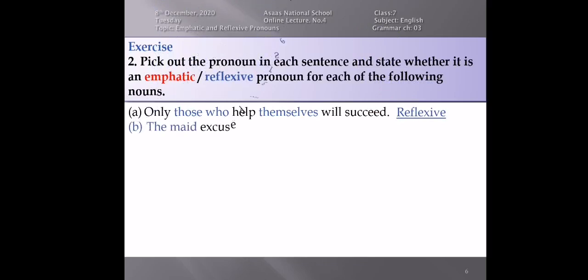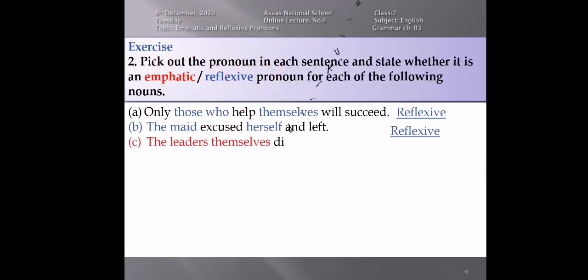Now see the next example. The maid excused herself and left. The maid did the action, she excused, and she did this action on herself. Herself is the object in the sentence, and you see the maid and herself are the same person, therefore it is again a reflexive pronoun.